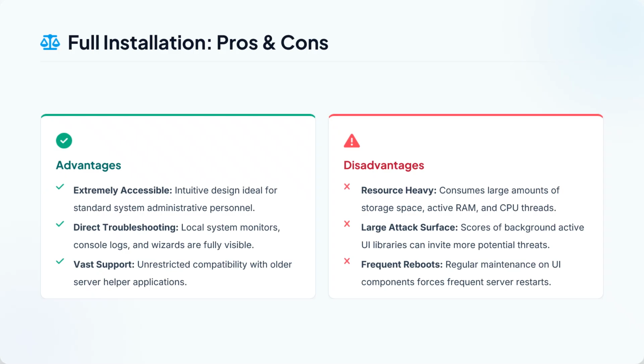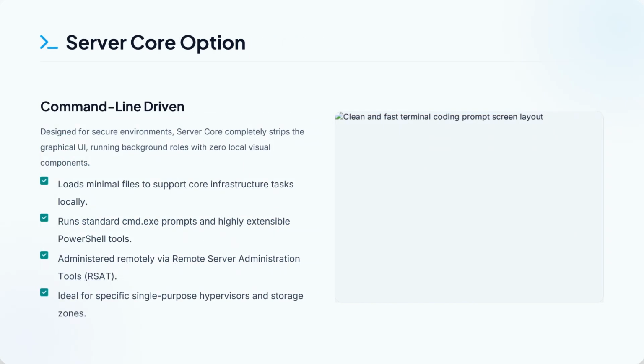Now let us shift to the other option, Server Core. This is a minimal installation that has absolutely no graphical interface. You get only a command prompt and PowerShell. It includes only the essential system files needed to run the operating system and any specific server roles you assign. All management is done remotely using tools like Remote Server Administration Tools, or RSAT, from another computer.